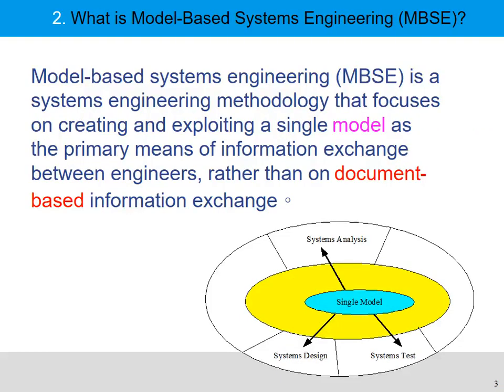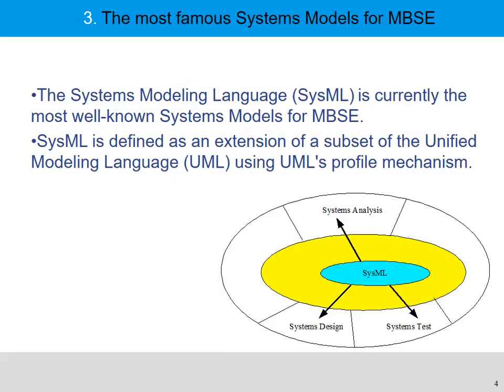Chapter 2, let's go to what is model-based system engineering. Model-based is different from document-based because we only have one single model, one coherent model for all this system analysis and system design and system test, such and such. For model-based system engineering, we really need the system model.